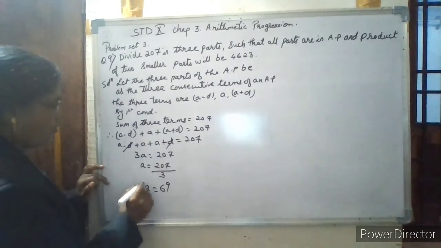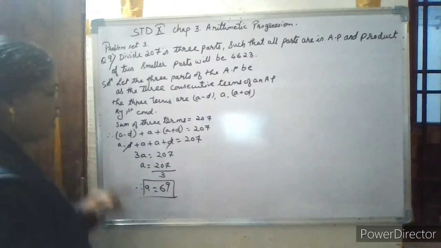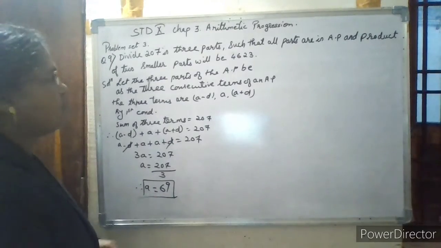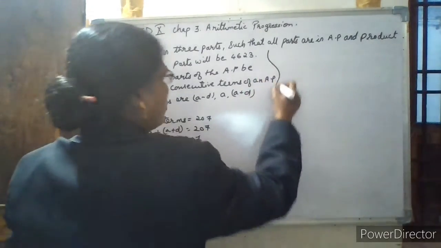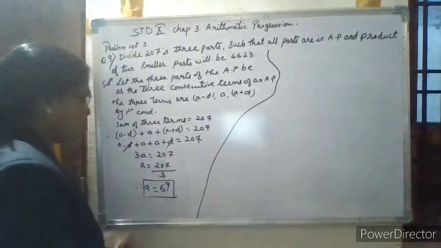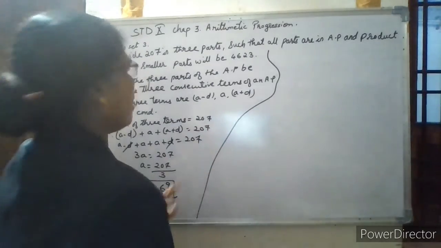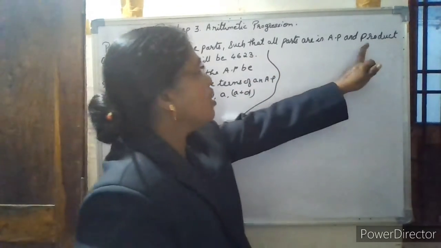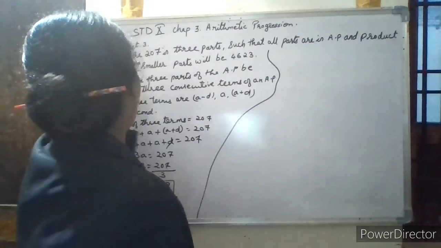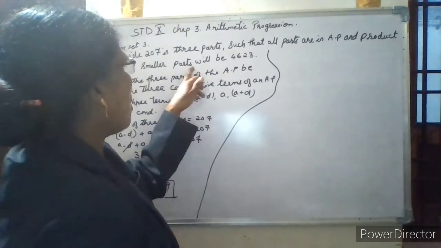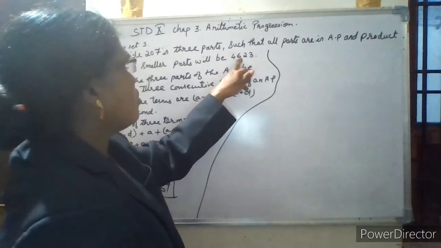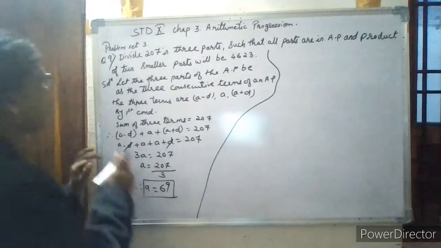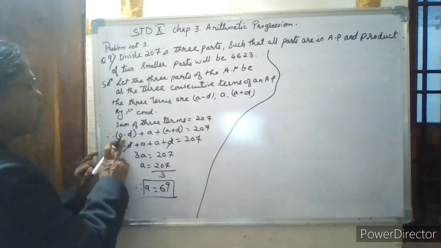Therefore we get the value of A equal to 69. Now we have got the value of A equal to 69. So taking this value, now we go to the next condition: the product of the two smaller parts will be 4623. That means the smaller parts are A minus D and A.